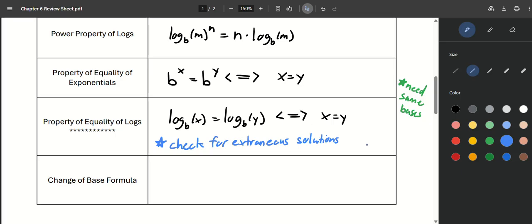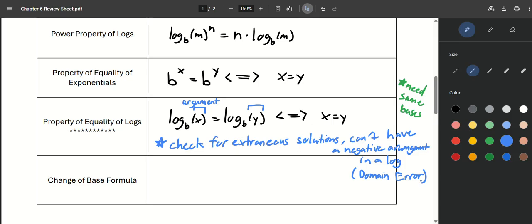What makes it extraneous? Yes. Also with logs, it's something special. Close. If it makes the argument negative. So this right here, the x is our argument, or the y. These are arguments. You can't have a negative argument in a log. What is it going to say on my calculator if I put in a log of a negative number? Yes, it's going to say domain error. In the argument of a log. I should have made that box a whole lot bigger.